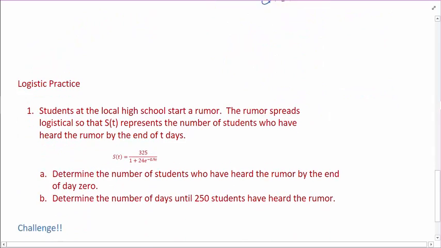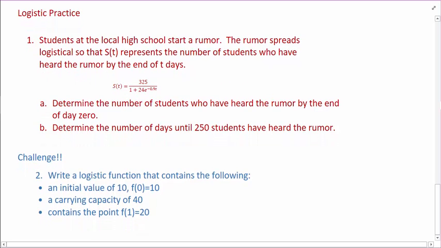I'm now going to ask you to practice some logistic modeling. I have here a problem where students in a high school start a rumor. The rumor spreads logistically, and the logistic function is given below. S of t equals 325 divided by 1 plus 24e to the negative 0.9t. T represents the amount of students that have heard the rumor at the end of that many days.